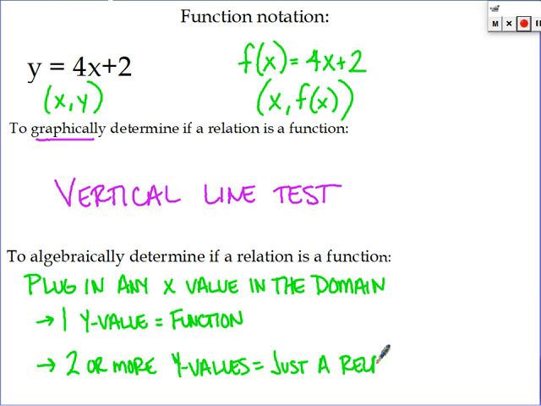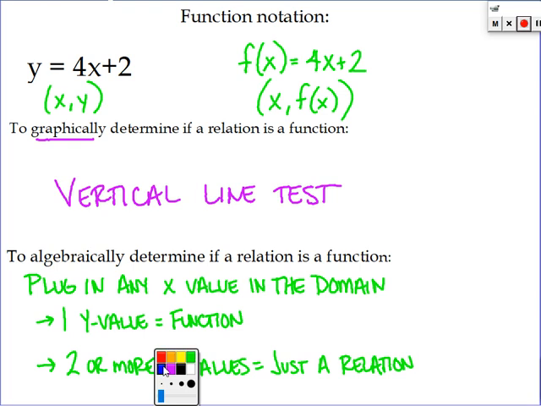Okay, so let's say you plug in 6 and your answers are 4 and 10. That is not a function. Let's say you plug in 10 and your answers are positive and negative 1. That is not a function. So plug in a number. If you get one number back, it's a function. If you get 2 or more, it's not. Now, there is only one exception to this rule.